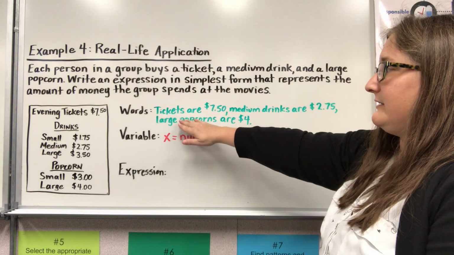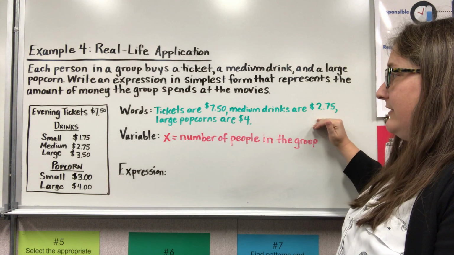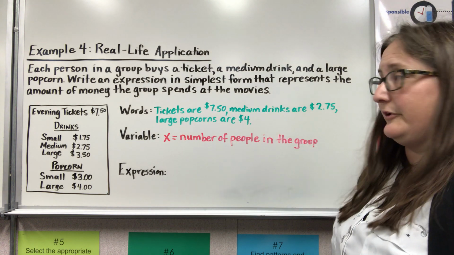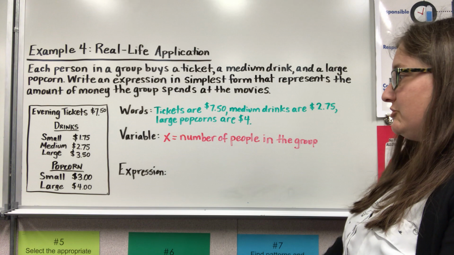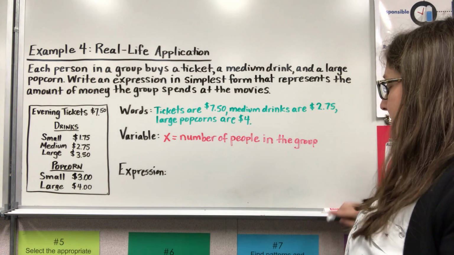And since they're buying tickets, I need to know tickets are $7.50. They're getting medium drinks, which are $2.75. And large popcorns are $4. I need to pick a variable here. They never told me how many people were actually in the group. So X is going to stand for the number of people in this group.